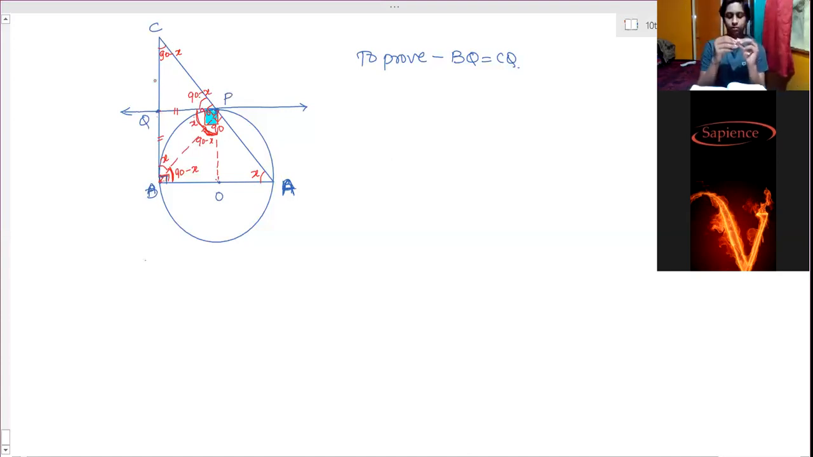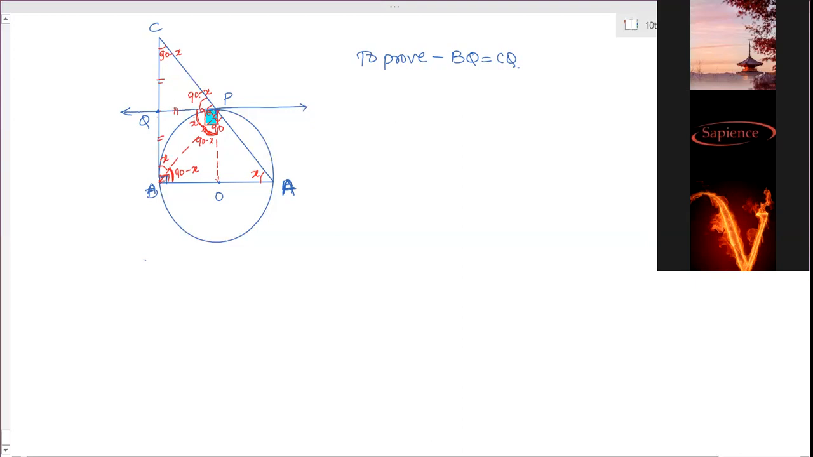That means PQ is equal to CQ. So now PQ is equal to BQ also, and PQ is equal to CQ also. So therefore these two sides are equal. CQ is equal to BQ.